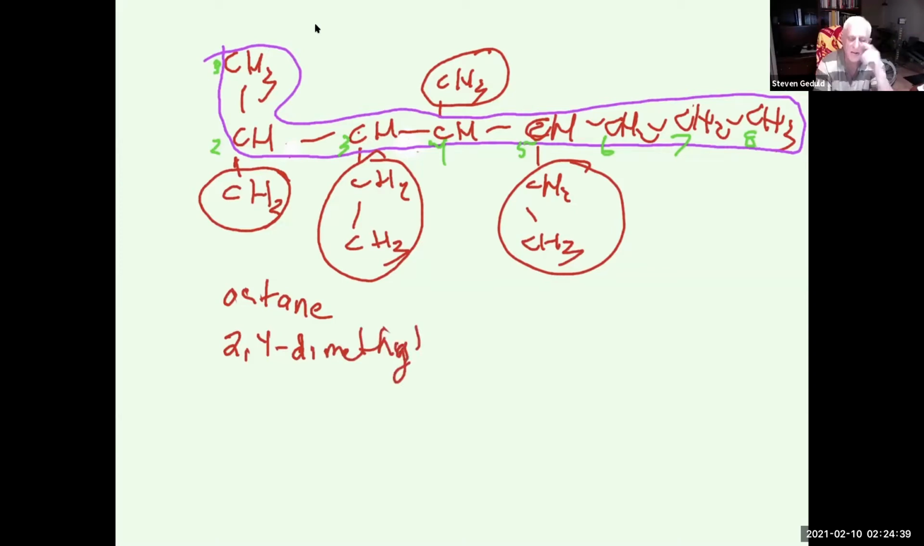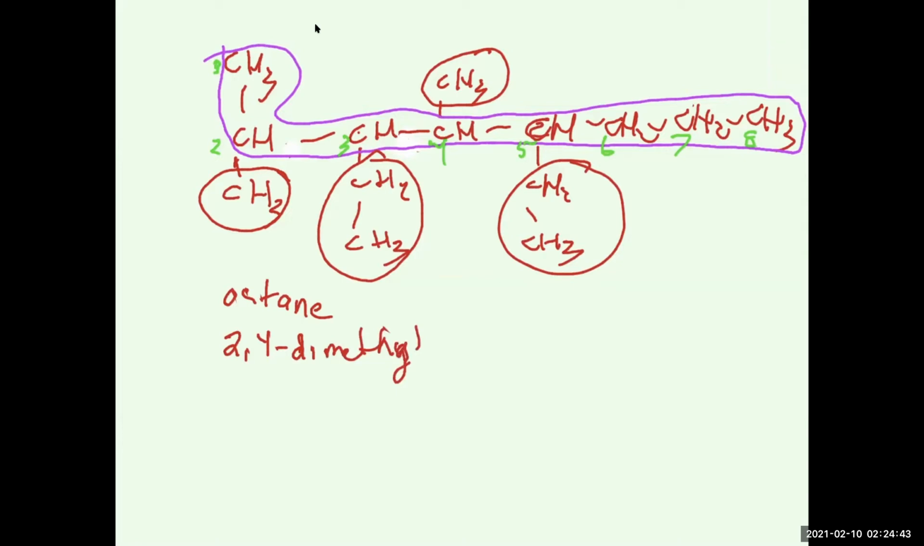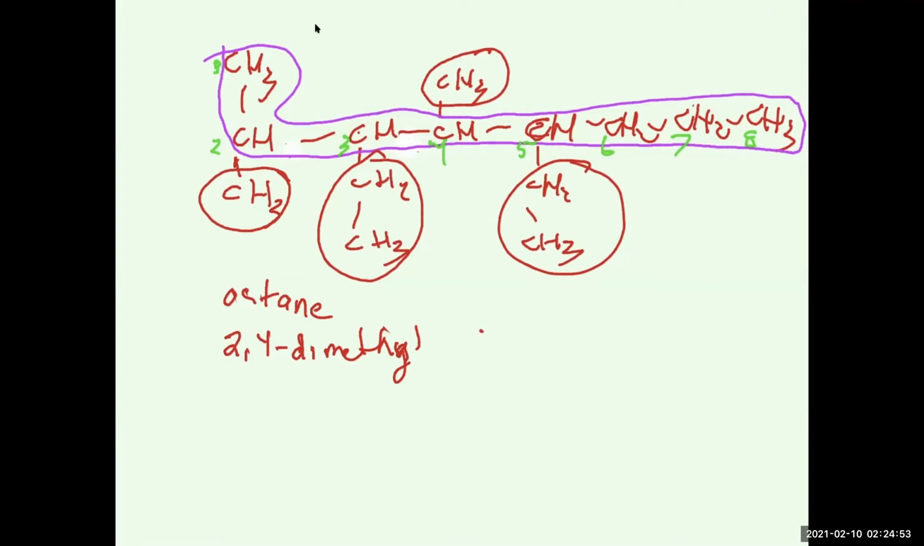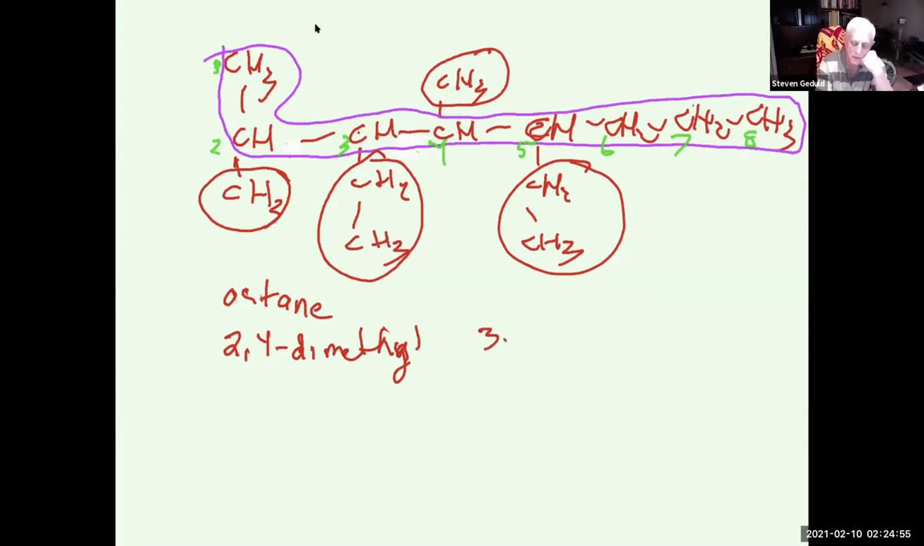And the ethyl groups are 2 carbons. What numbers are those at? Where are my ethyl groups at? 3 and 5. Perfect. So 3, 5, and there's 2 of those, diethyl.